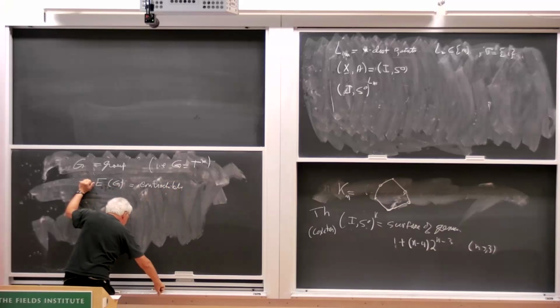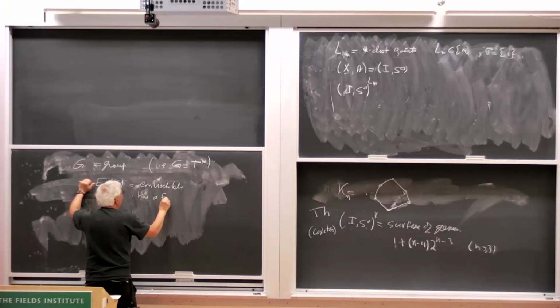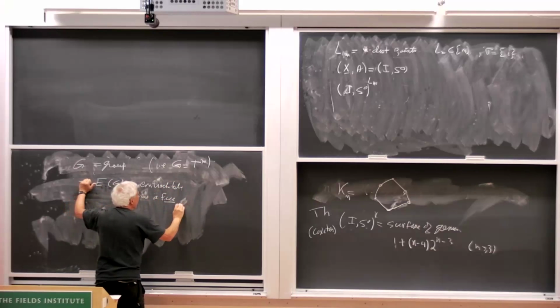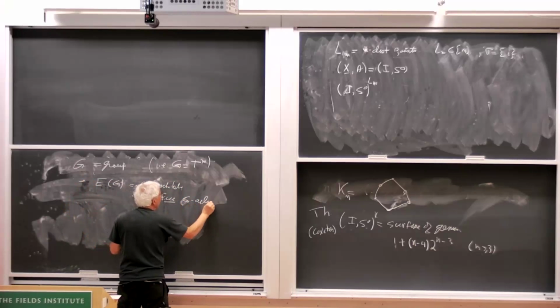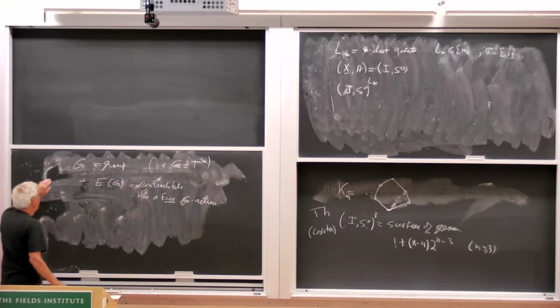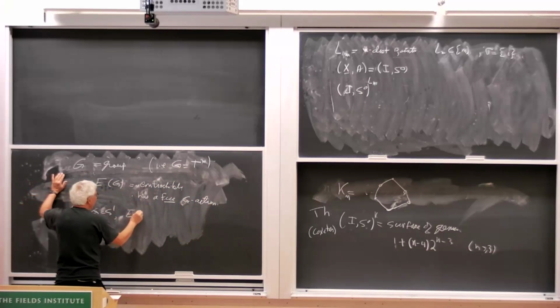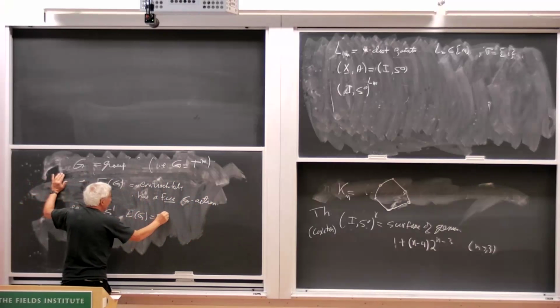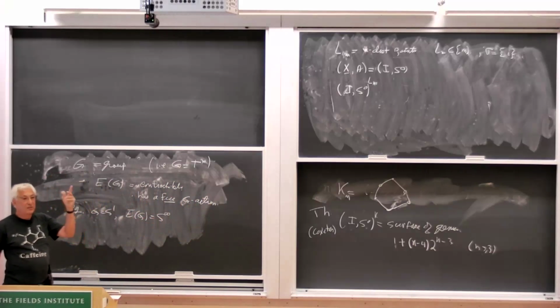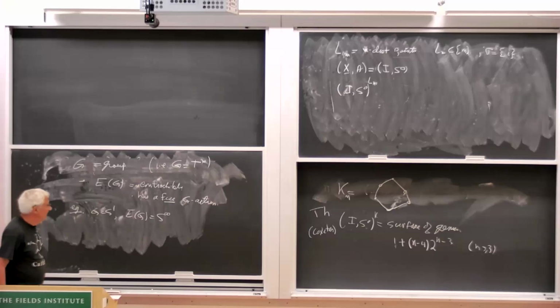Chalk keeps on breaking. And it has a free G action. For example, if G is the circle, EG can be taken to be the infinite dimensional sphere, which has a natural action coming about by thinking of the circle as the units in the complex numbers, and S infinity is contractible.